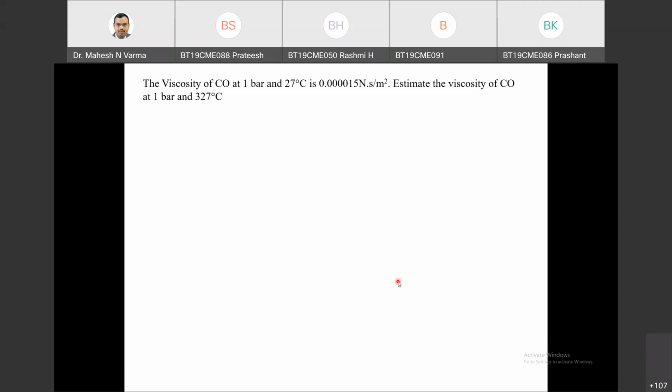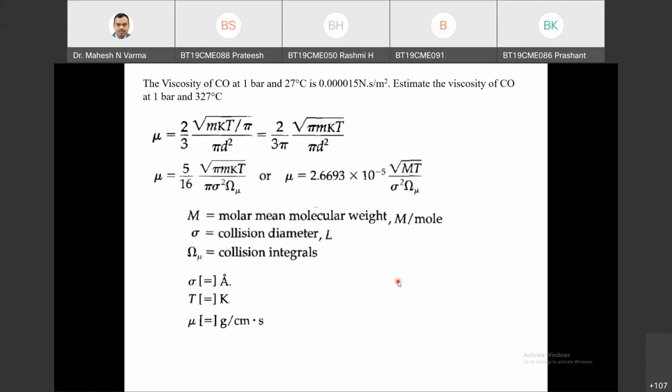Yeah. How to solve this problem? Sir, mu is directly proportional to the square root of T. So we can calculate for two different temperatures and pressure is constant. Yeah. So you can substitute the information. So you can use any of these equations, either Maxwell theory or kinetic theory of gases.